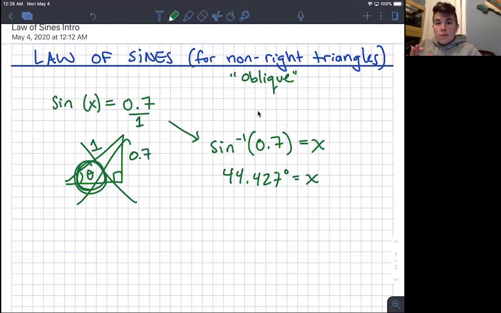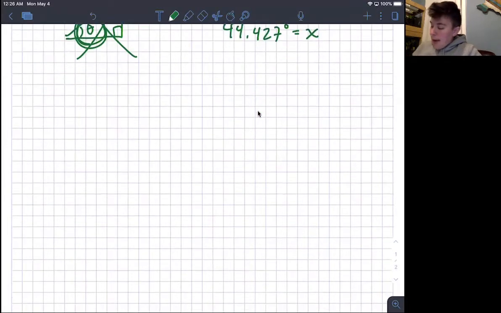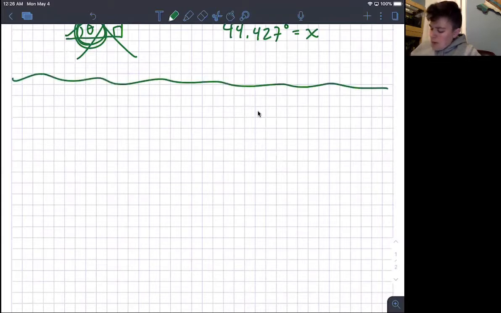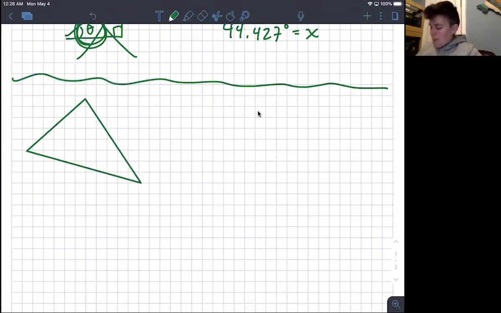Y'all, let's talk about some triangles. So I have 4 examples for you. So when we think about oblique triangles, non-right triangles, I'm just going to draw a random oblique triangle.